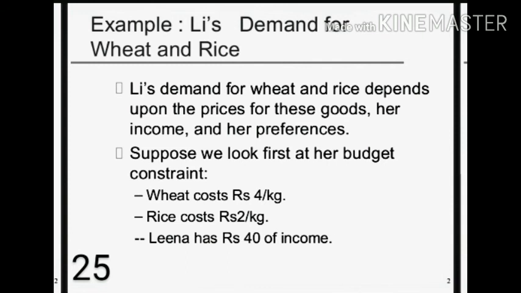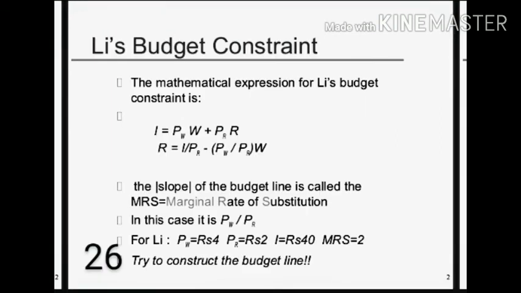Suppose we look first at her budget constraint. Wheat costs Rs 4 per kg, rice costs Rs 2 per kg. Lena has Rs 40 of income. This is the mathematical expression of the budget constraint of Lena.